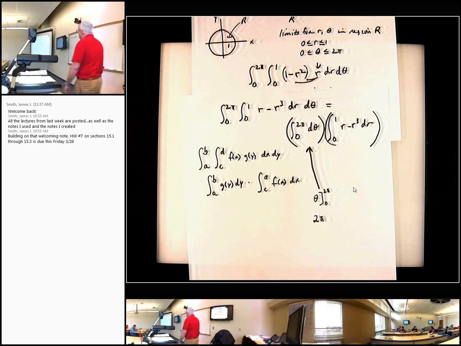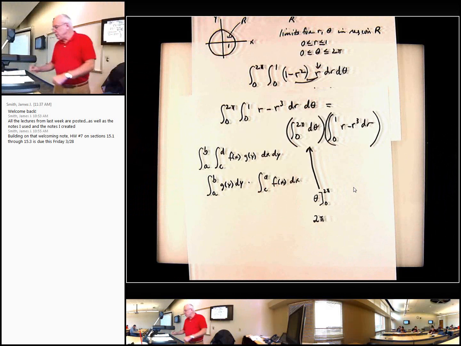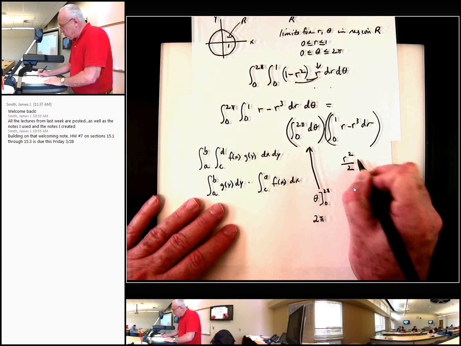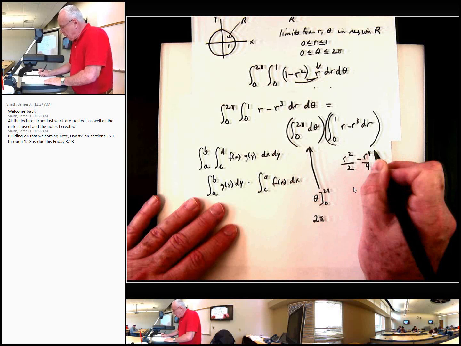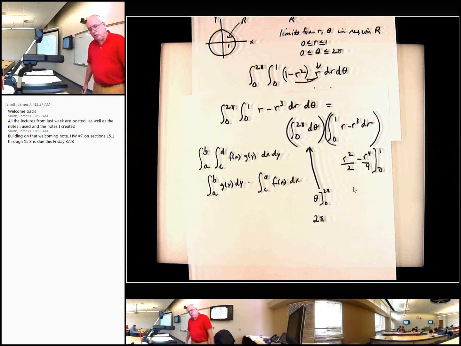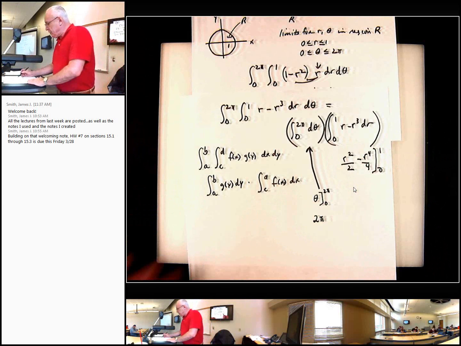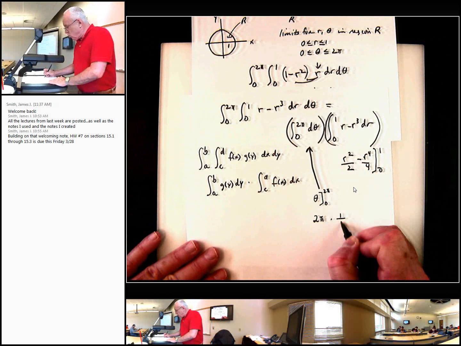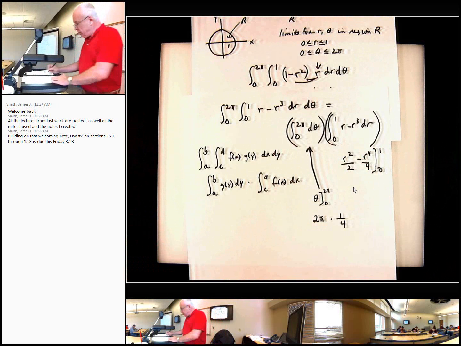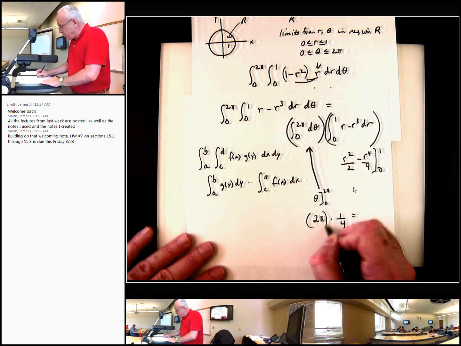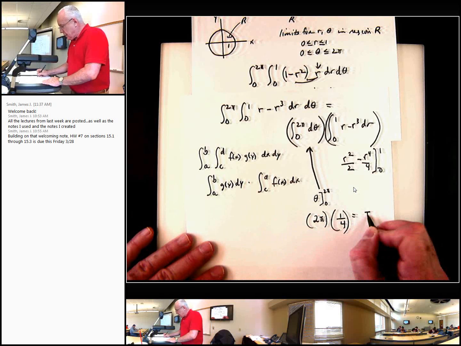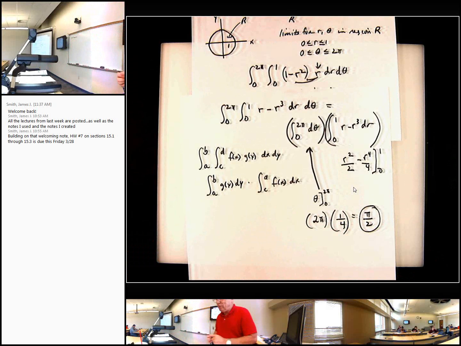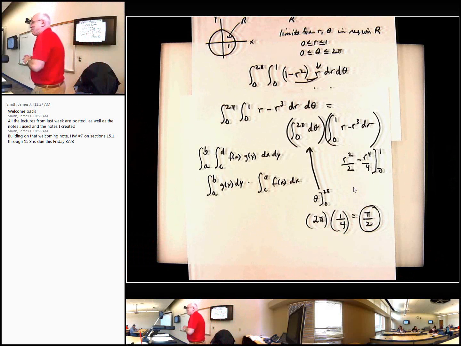All right. And then for the one on the right, we get the antiderivative, which is r squared over 2 minus r to the 4th over 4, and we're evaluating that from 0 to 1. That basically just gives us 1/2 minus 1/4, which is 1/4. And now we just multiply these two together, 2 pi times 1/4, and I get my answer is pi over 2. Okay, all right. So we'll finish this section up next time.